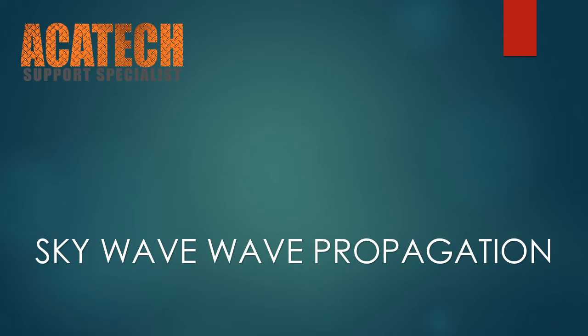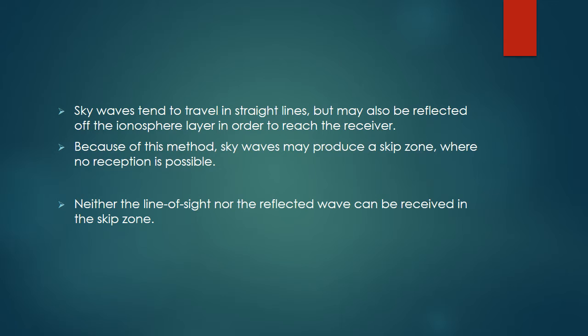Next is our sky wave propagation. So what is sky wave? Sky waves tend to travel in straight lines but may also be reflected off the ionosphere layer in order to reach the receiver. So ang sky wave natin is pwede siyang mag-travel in straight lines or in the line of sight, no? But it can also be reflected off the ionosphere layer in order to reach the receiver. So pwede siyang umakyat sa ating ionosphere, then it will bounce back to the receiver. Because of this method, the sky waves may produce a skip zone where no reception is possible.